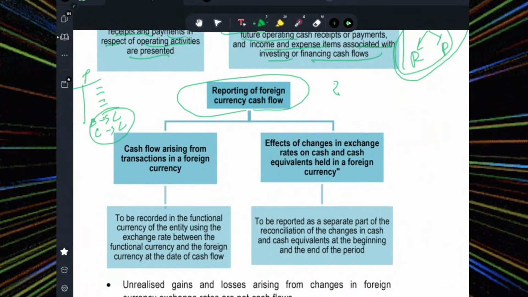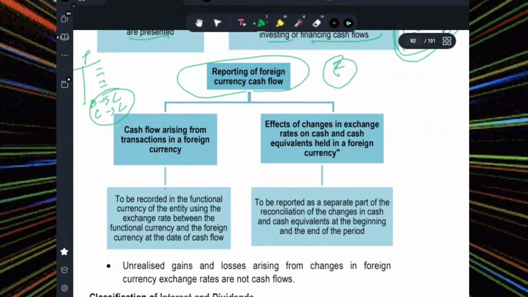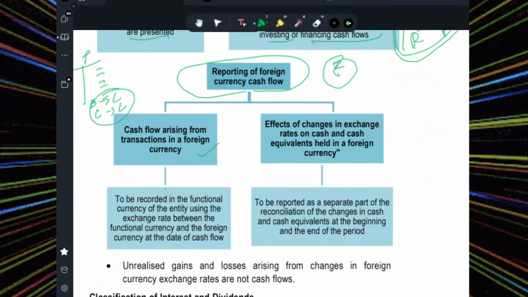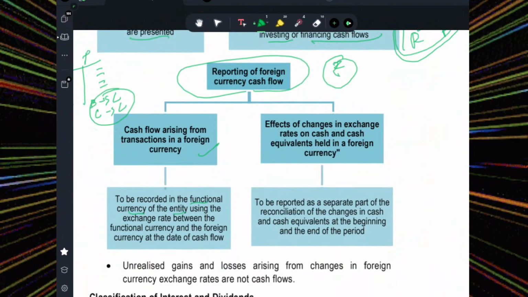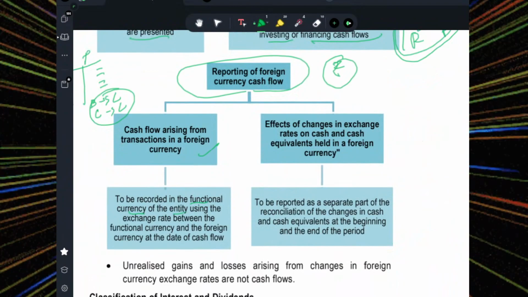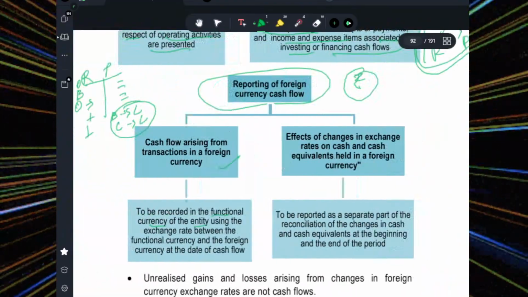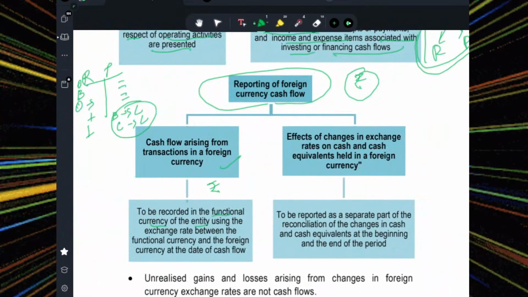Reporting of foreign currency in cash flow. What is it? How do you report it? Cash flow arising from transactions in foreign currency is to be recorded in the functional currency of the entity. Usually you have a foreign currency also. The functional currency here is rupees, not dollars. So that should be followed.